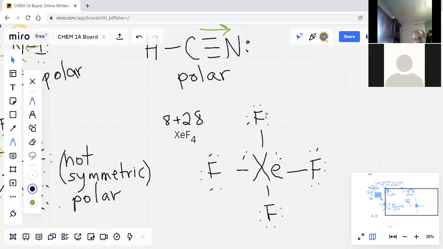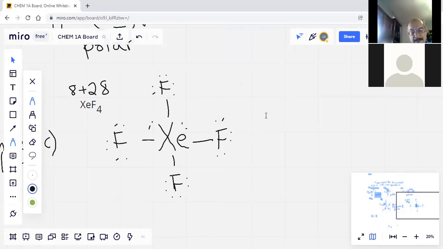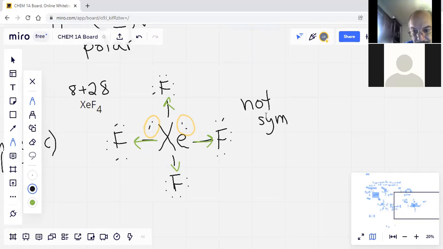And now I ask, is this compound polar? Well, it has, first of all, polar bonds, because fluorine is the most electronegative element there is, so any bond involving fluorine is going to be polar. And now you come to the next question: are there lone pairs on the central atom? And the answer is, yes, there are. There's actually 2 lone pairs. So, by all of our shortcut ideas, this would be not symmetric, and therefore it should be polar.